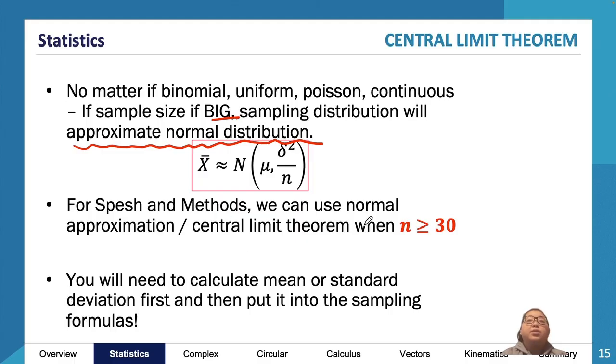So normally it's when n is bigger than 30 that we can use it. But I would say just use it if they tell you to. They'll say use normal approximation or don't use normal approximation, depending on what they want from you in the question.